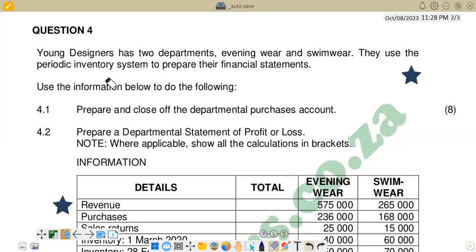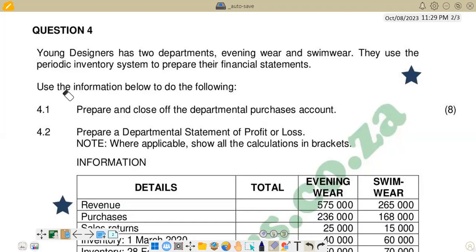We know we have two inventory systems: the perpetual inventory system and the periodic inventory system. They are different in terms of the valuation of cost of sales. The periodic inventory system uses the formula of the trading account to value cost of sales after a physical stock count has been done at the end of the period. So we are going to employ the periodic inventory system.